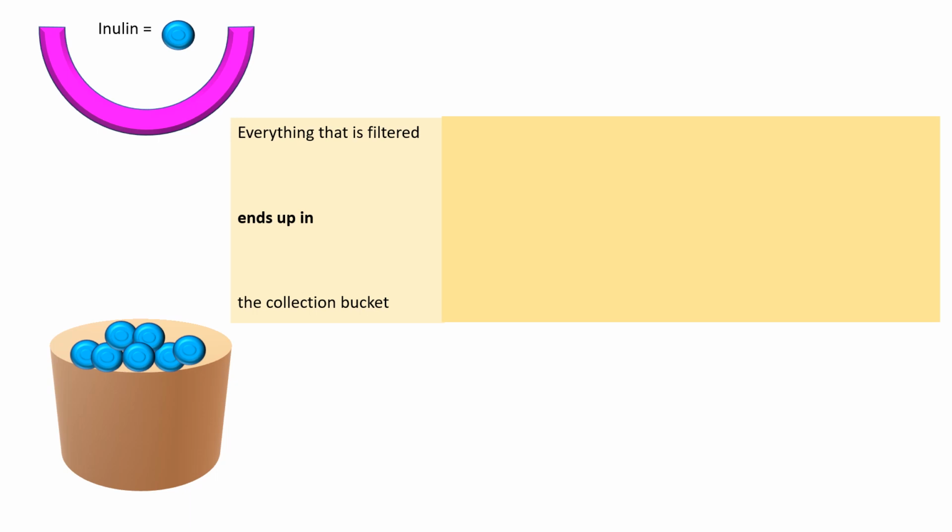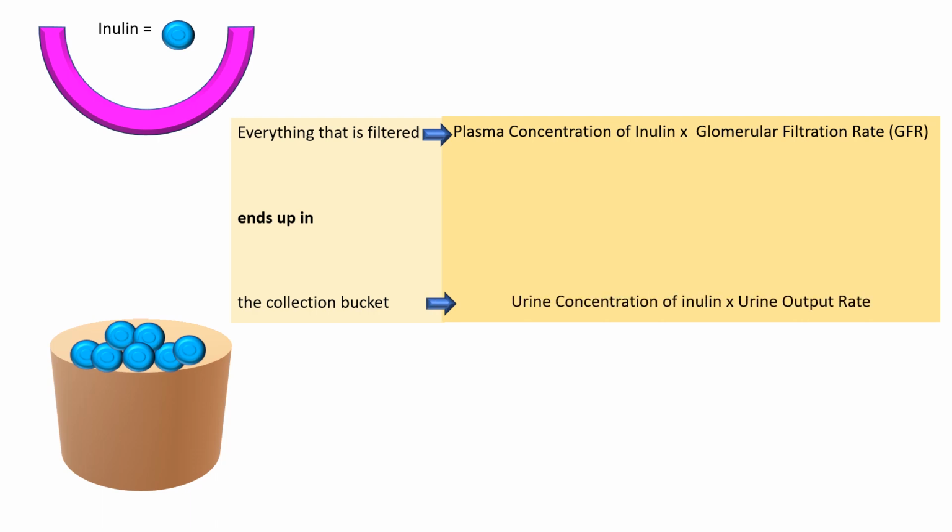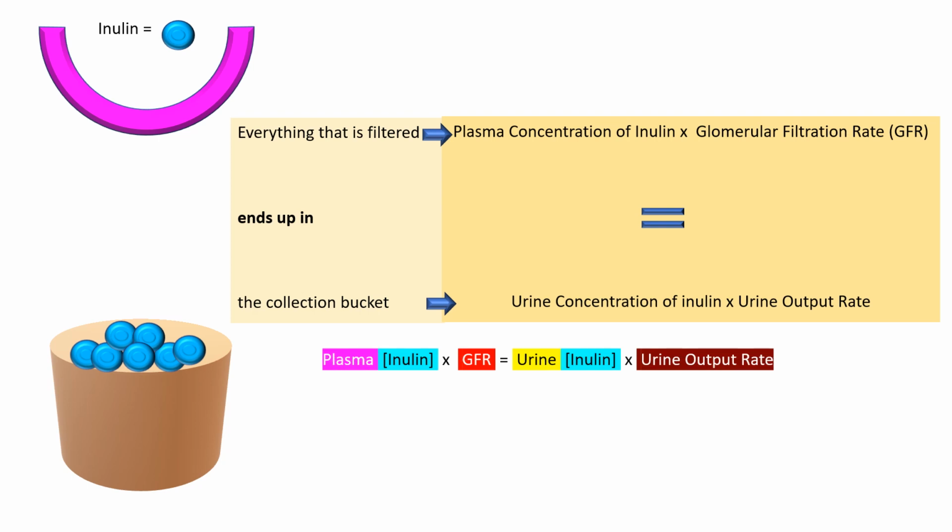The total rate of inulin that is filtered is equal to the plasma concentration of inulin times the GFR. The rate of inulin excreted into our urine bucket is the urine concentration of inulin times the urine output rate. What's filtered ends up in the urine. That's why the equal sign. Here we have our equation. Plasma inulin concentration times GFR is equal to urine concentration of inulin times urine output rate.